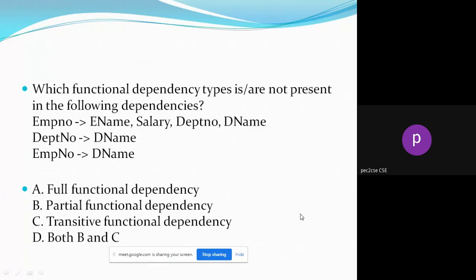And for this, which functional dependency type is not present in the following dependencies? Which is not there? Option B, partial functional dependency.